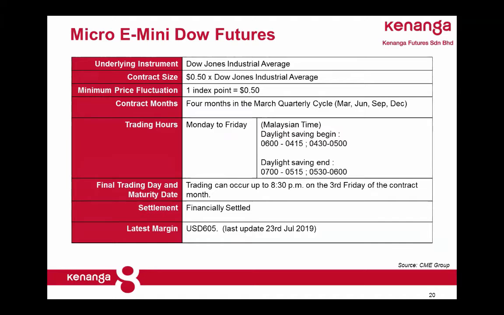Available months will be the quarterly months, March, June, September, and December each year. Trading hours is a 23-hour market. This is Malaysia time for daylight saving and end of daylight saving. It is financially settled on the third Friday of the contract month. The latest margin is $605 per contract.